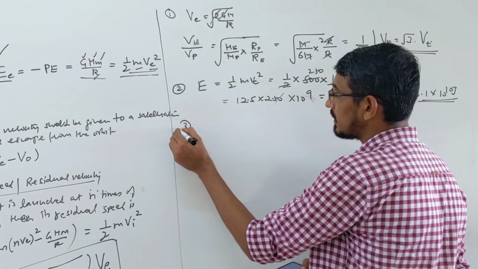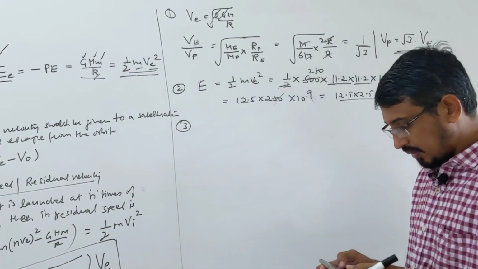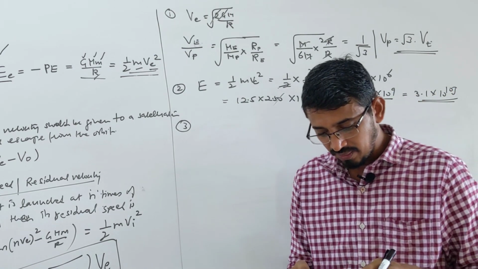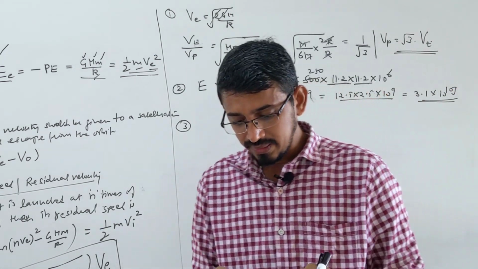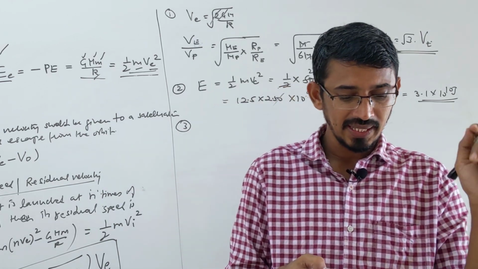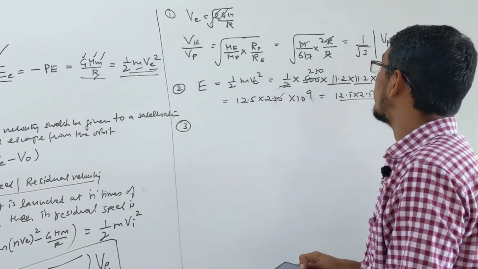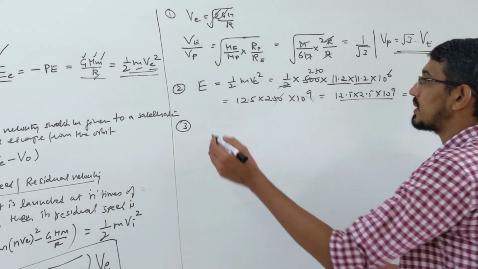Next question is like this. If VE and VP denote the escape velocity of the Earth and another planet having twice the radius and the same mean density as Earth, then what is the correct relation? So here they are talking in terms of what? Density. So let's write first this formula.